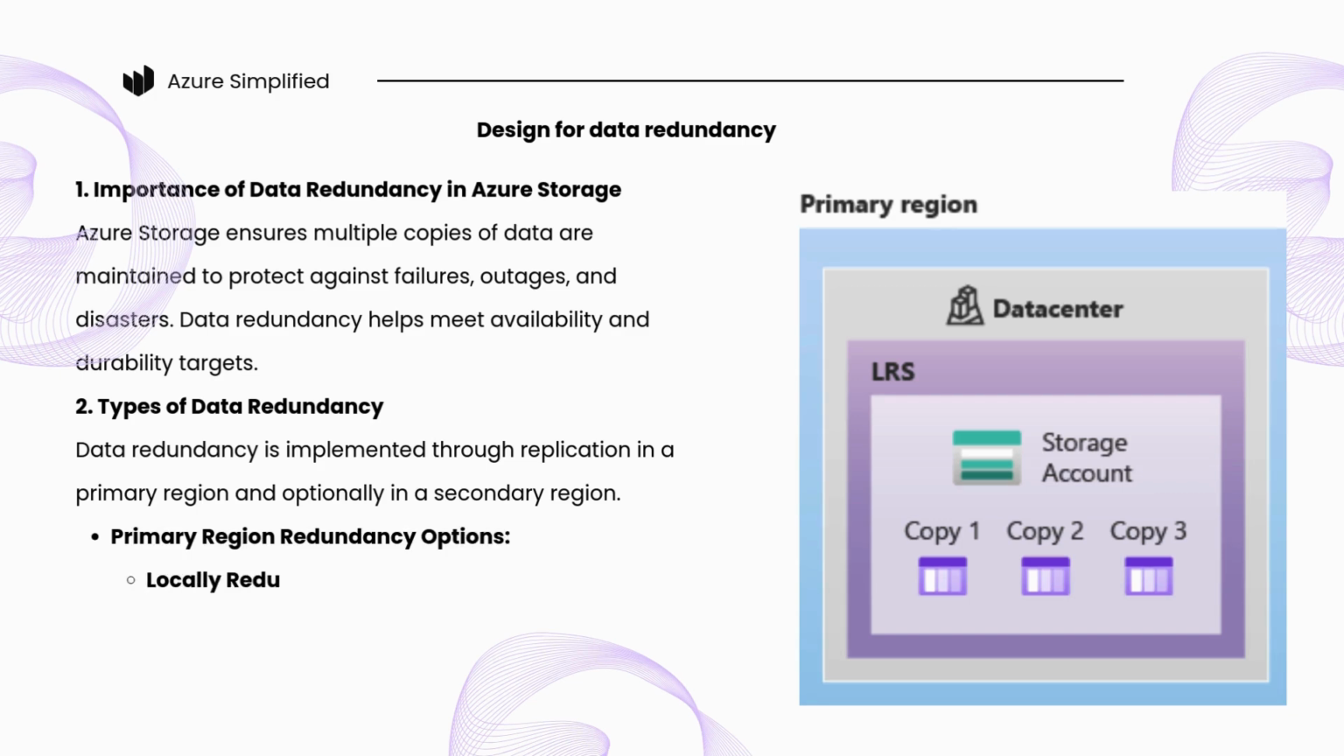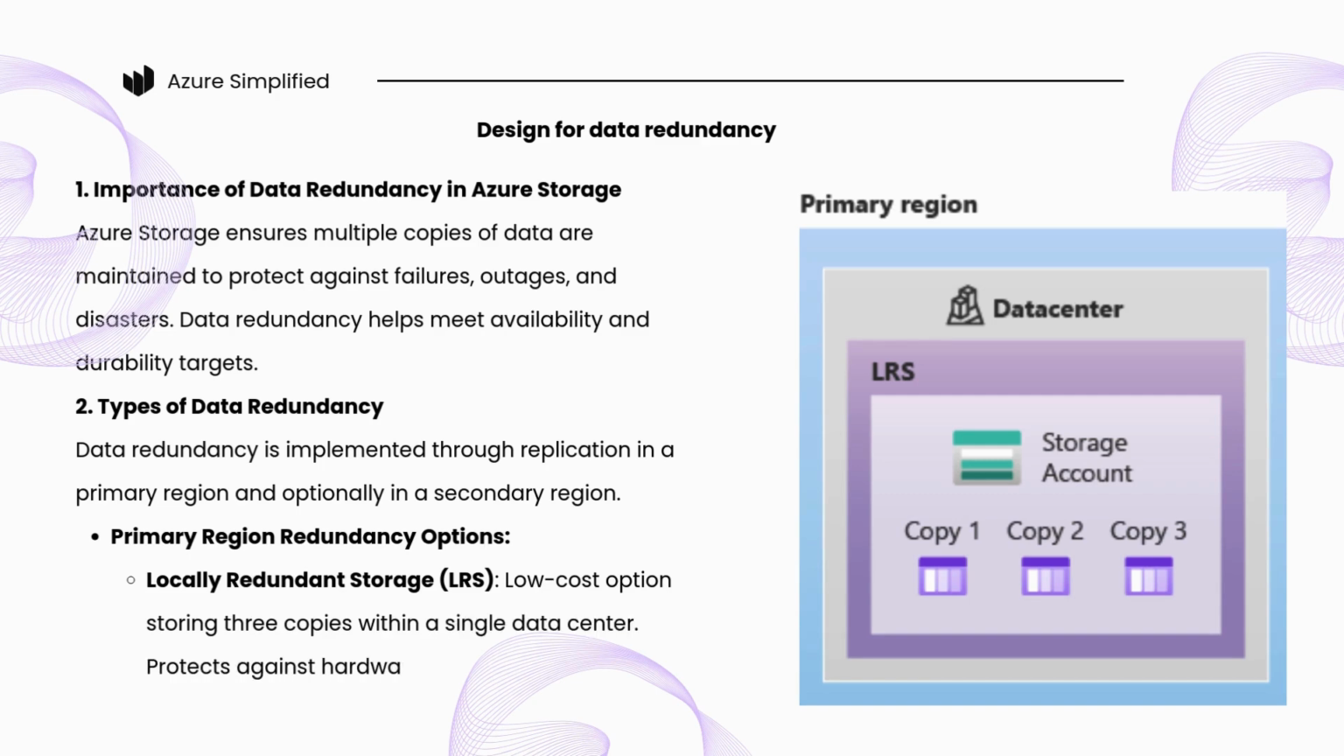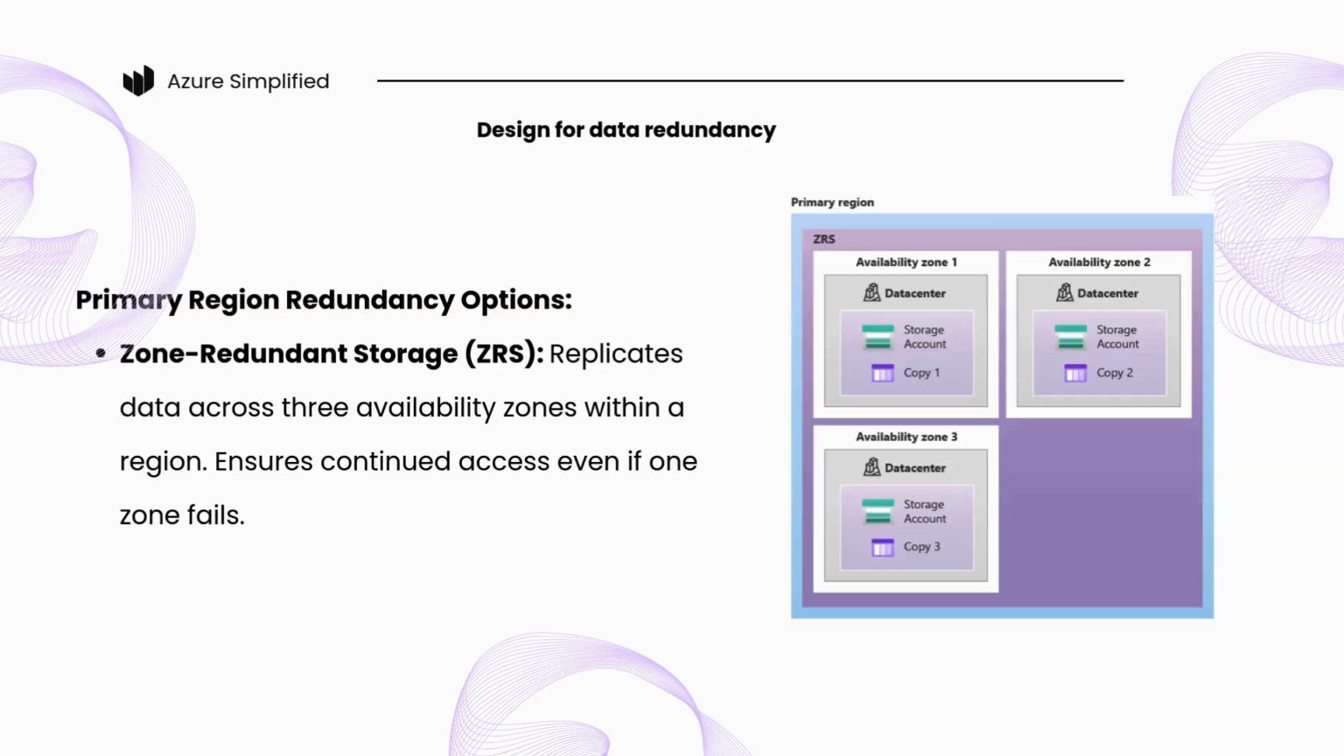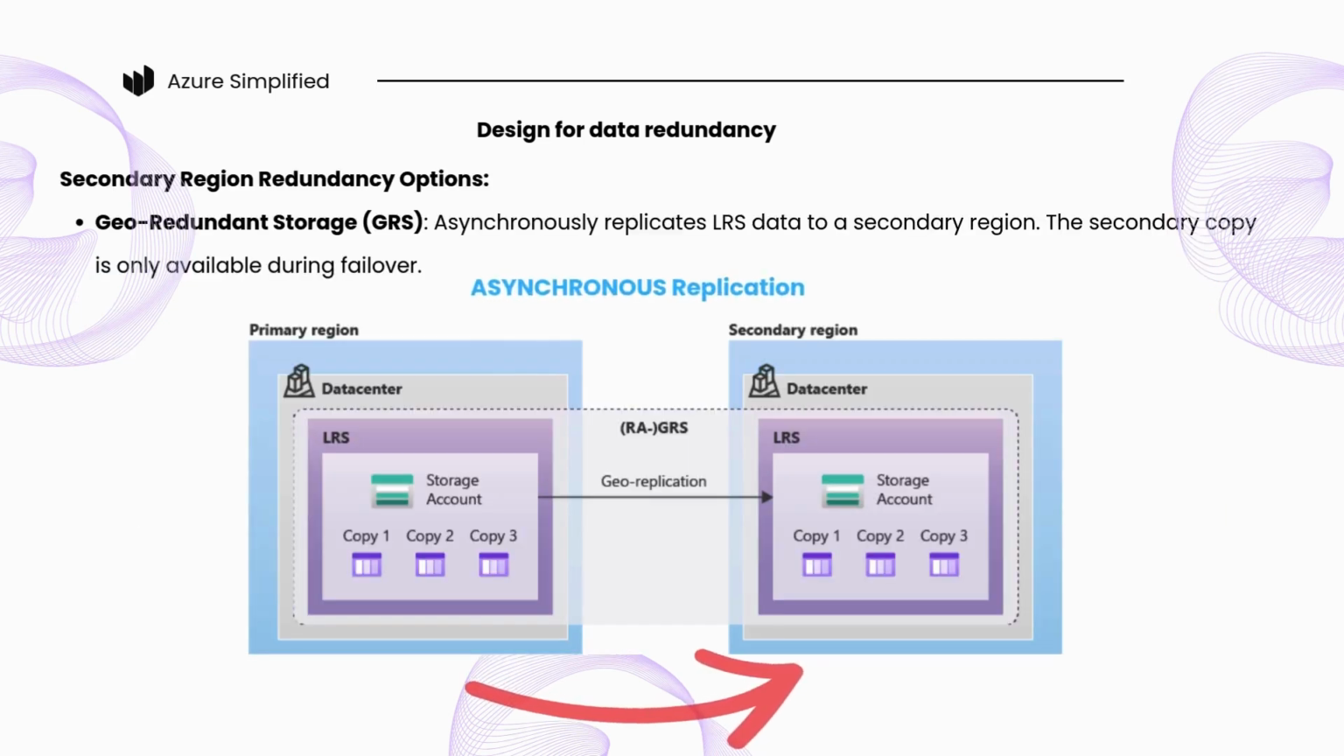Primary region redundancy options. Locally redundant storage, LRS, low-cost option storing 3 copies within a single data center. Protects against hardware failures but not data center failures. Zone redundant storage, ZRS, replicates data across 3 availability zones within a region. Ensures continued access even if one zone fails. Secondary region redundancy options.